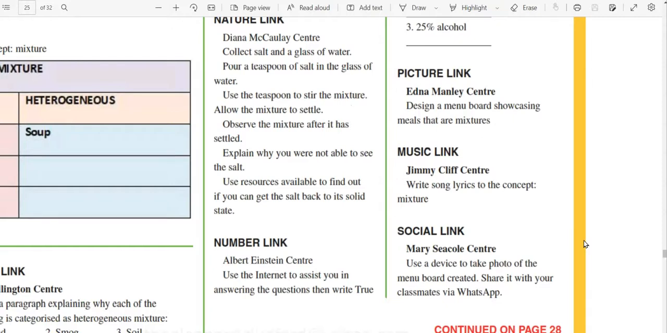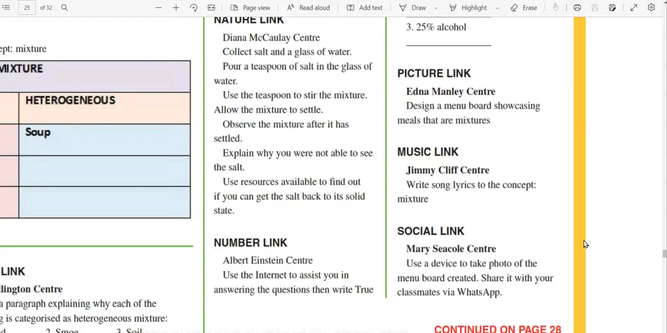PictureLink from the Edna Manley Center. Design a menu board showcasing meals that are mixtures. So again, we can quickly think of the rice and peas, and we can think of the vegetable salad there with our red cabbage, regular cabbage, or shredded. We have our lettuce. We have carrots that could be cut up nice in strips and so on and added to that.